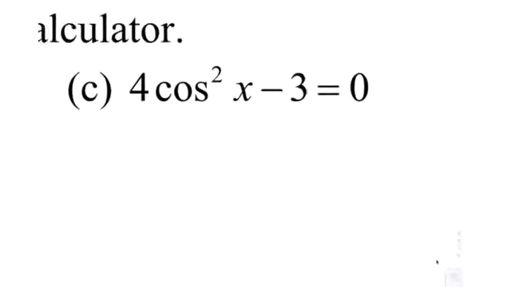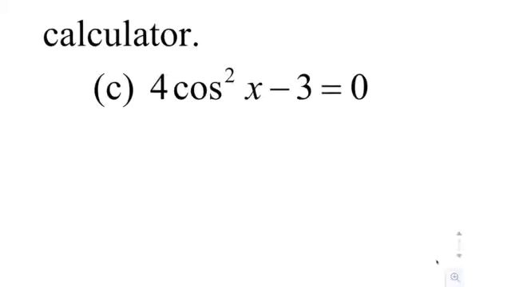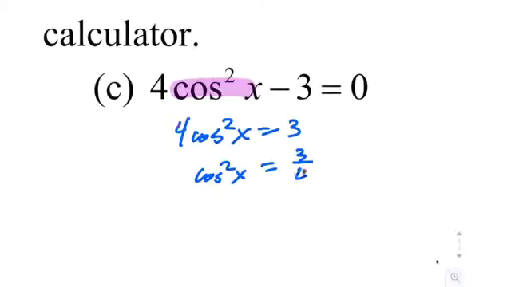All right, let's call this the last one, okay? It's equal to 0, but is that how we want it? No, there's only one variable term, so let's isolate it. So 4 cosine squared of x equals 3. Divide through by 4, and you get 3/4. Then you take the square root, and you do plus or minus the square root of 3/4.